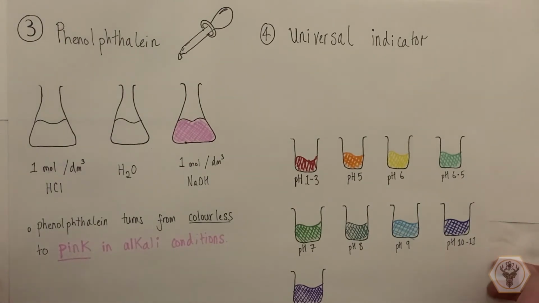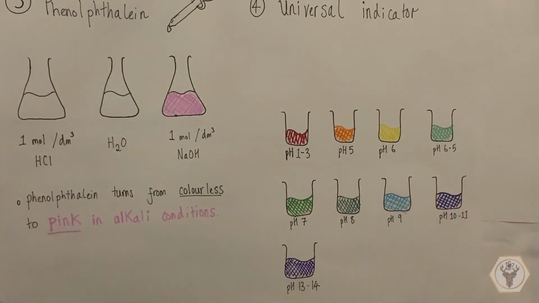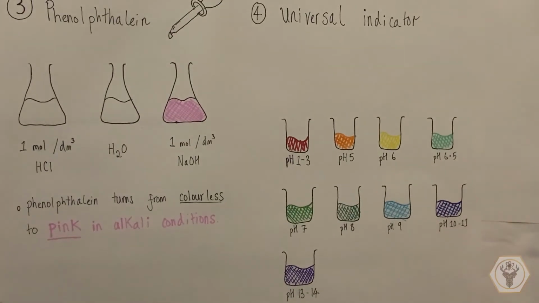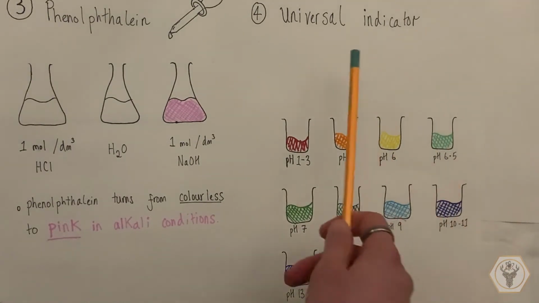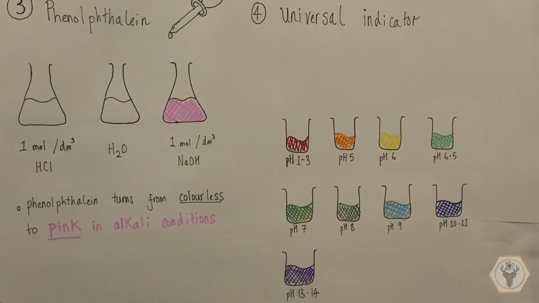Finally, universal indicators. Universal indicator is very useful because it gives us more information. Not only does it tell us whether something is acidic or alkali, but it gives us some indication of the strength of the acid or alkali, and therefore the relative concentration of hydrogen ions. And that's through its colour range. So universal indicator turns red in highly acidic conditions, in strong acidic conditions. And that could be a pH range of 1 to 3.